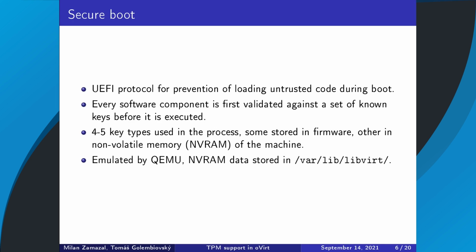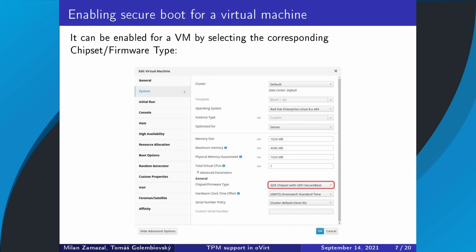A related functionality is Secure Boot, which is a UEFI protocol that helps preventing running untrusted code during boot. It also contains a small amount of secure non-volatile memory, which is used for storing the signing keys. Again, this persistent data is stored on the host in local file system. You can enable Secure Boot again in the VM edit dialog by selecting the corresponding firmware type.